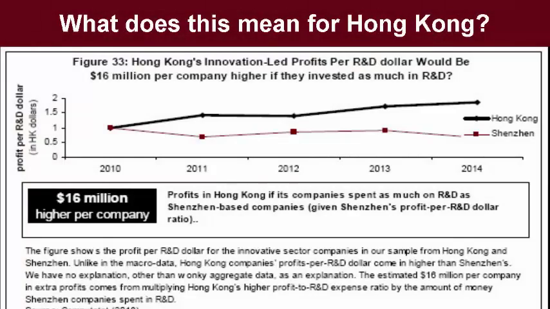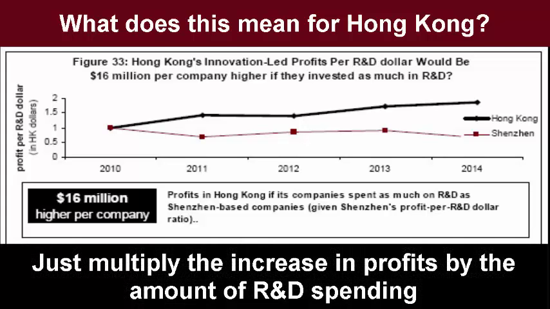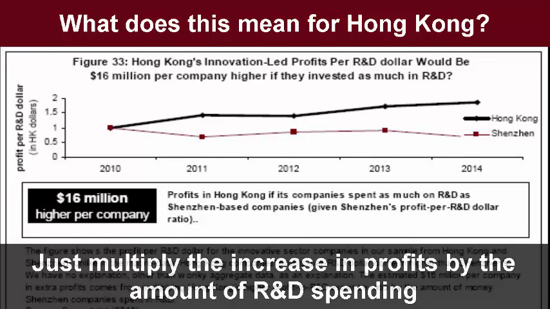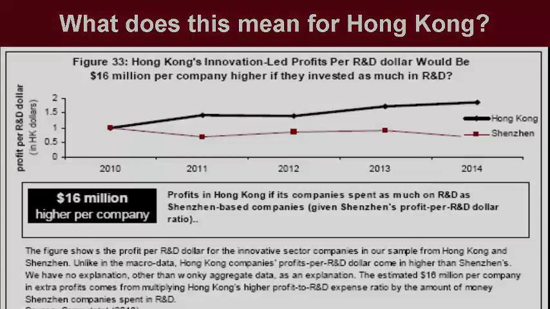And indeed, if such money actually went into R&D spending in Hong Kong, if we use past data as a reliable guide to the future, we would see that profits in these Hong Kong innovation-centered companies would increase by roughly 16 million Hong Kong dollars per company per year.